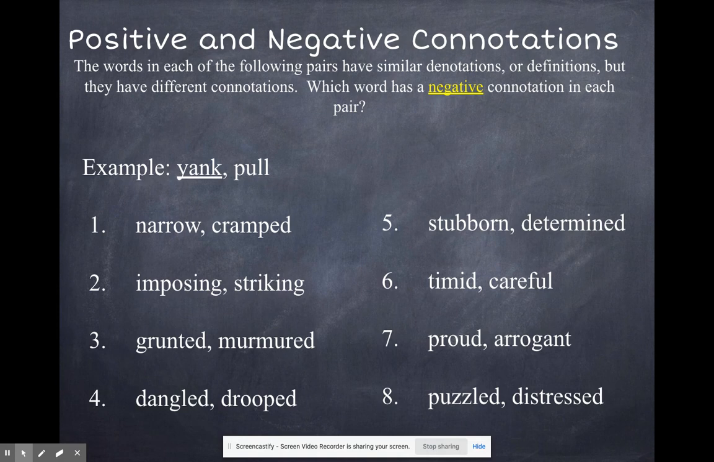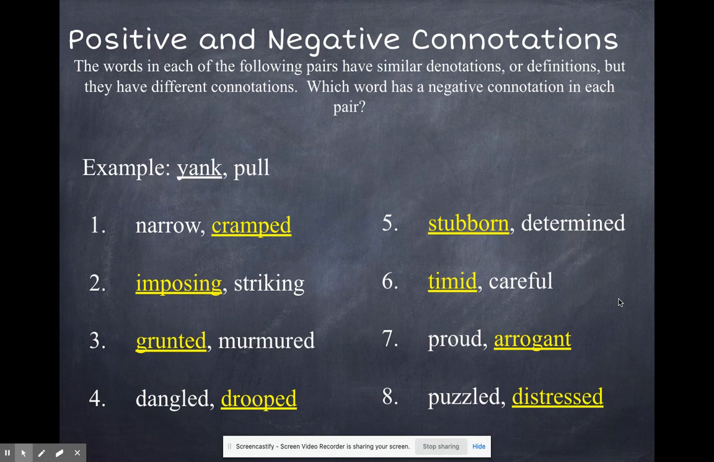6, timid or careful. 7, proud or arrogant. And 8, puzzled or distressed. All right, now hopefully you thought to yourself which one you think has more of a negative connotation, because we're going to check our answers now on the next slide.